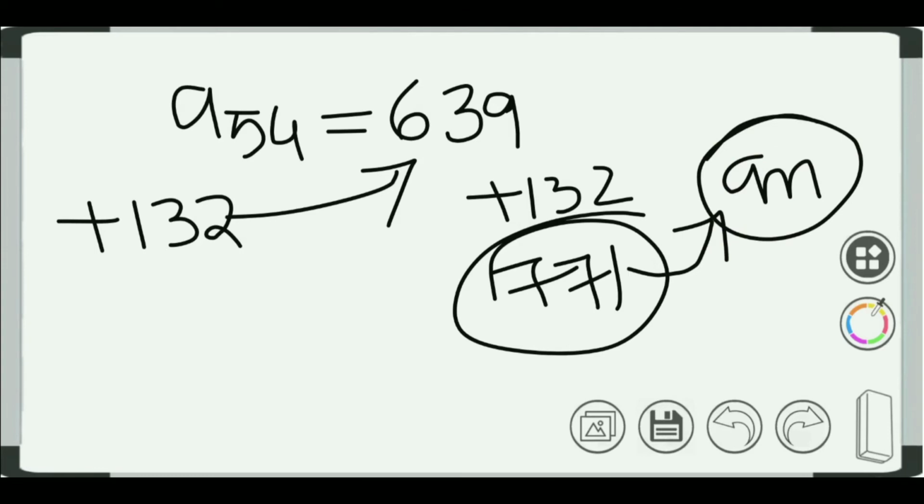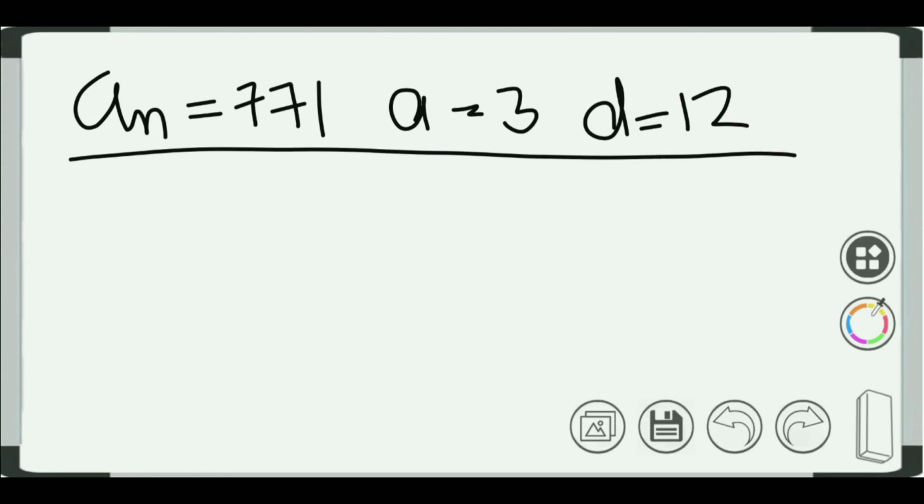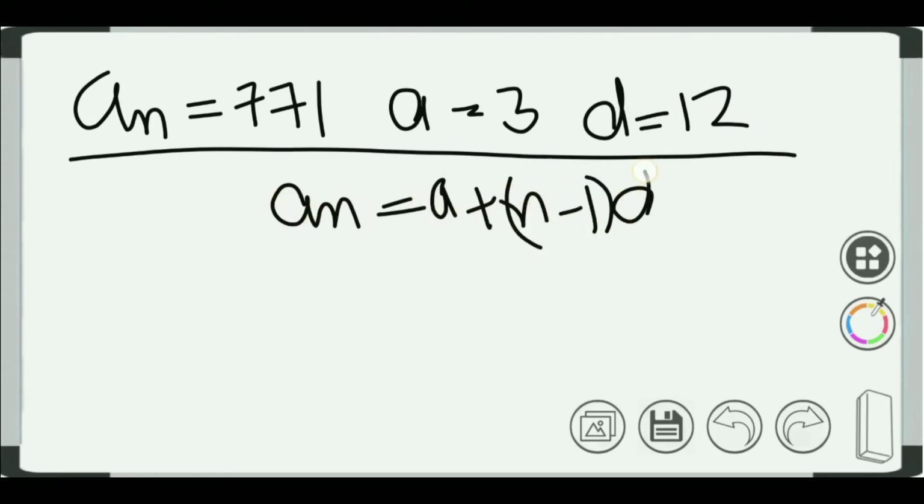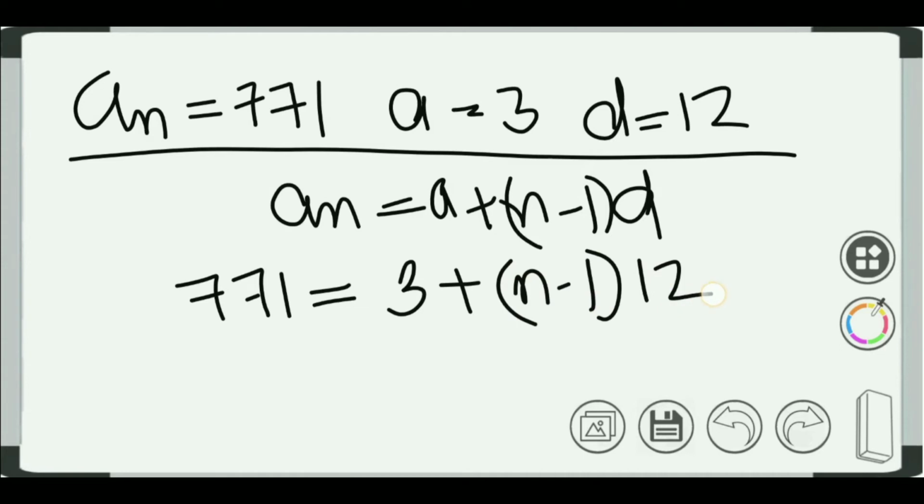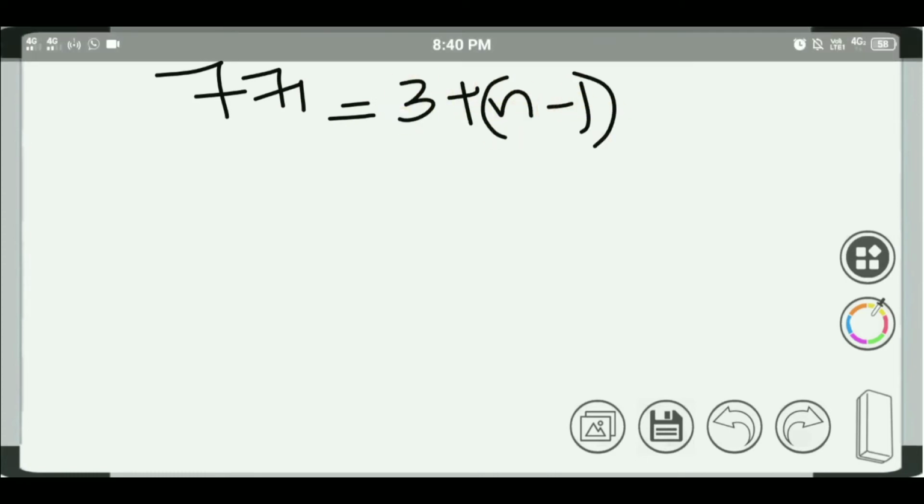Then you will find the value of n. See, an is equal to 771. What was a? A is equal to 3. D is equal to 12. Now I am putting these values in this equation. An is equal to a plus n minus 1 into d. So 771 equal to 3 plus n minus 1 into 12.